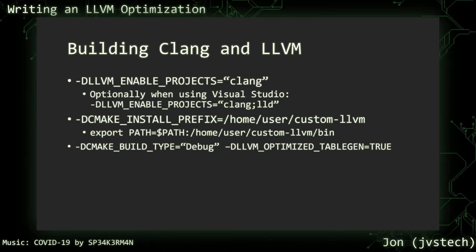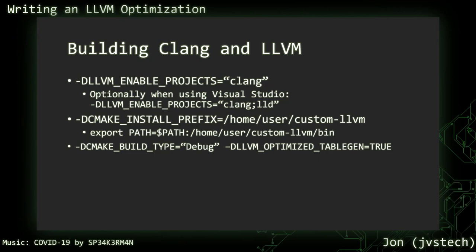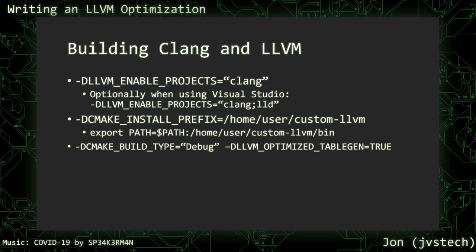There are two tablegen binaries that are built and used during the build process for important purposes like generating instruction set definitions for LLVM's target backends. If these are built in debug mode, they'll be built without any optimizations, and they'll be extremely slow. We won't be doing any tablegen related development, so there's no reason to burden yourself with that.